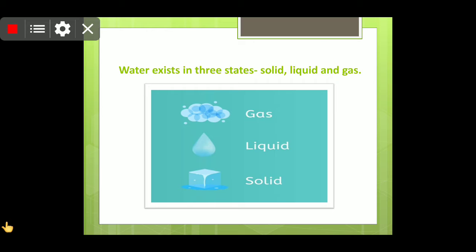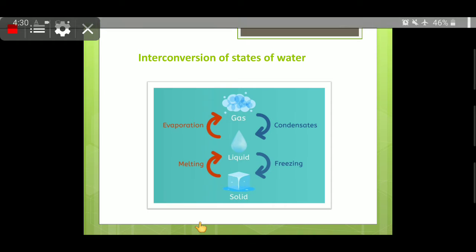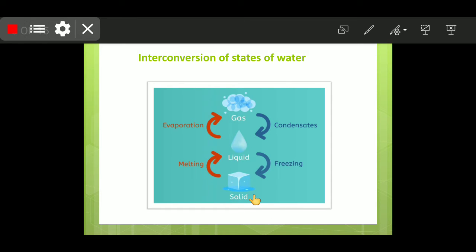Okay, children. So, proceeding further, as you know that water exists in three states, that is solid, liquid, and gas. So, children, we are going to see further that there is an interconversion seen in these three states. So by altering its temperature, if we change the temperature, we can observe the change in its physical state. For example, children, as you can see here, when we keep the solid ice at room temperature, it will melt and it will become liquid.